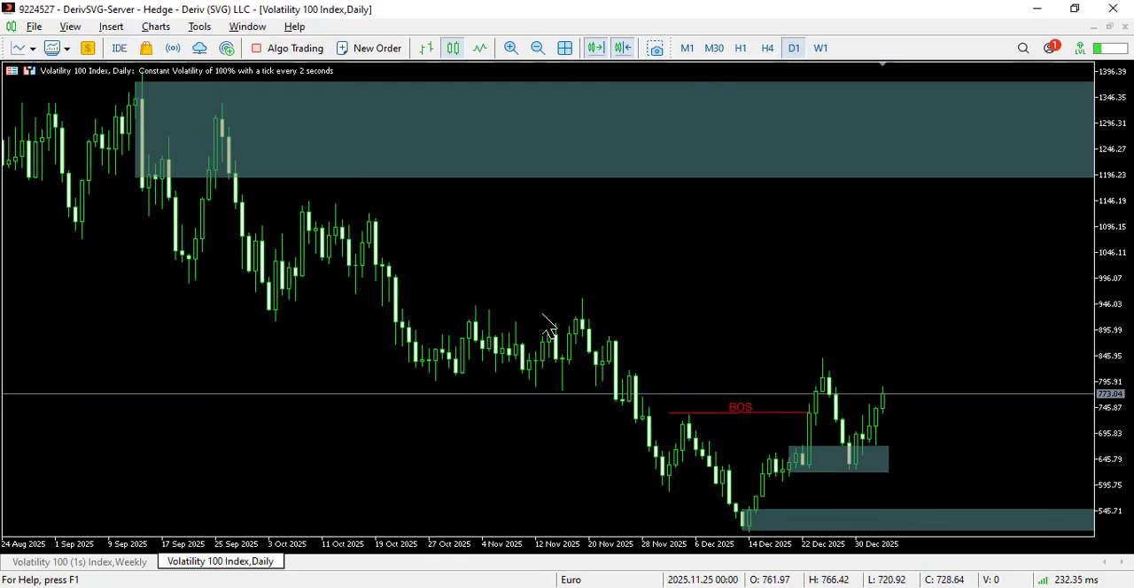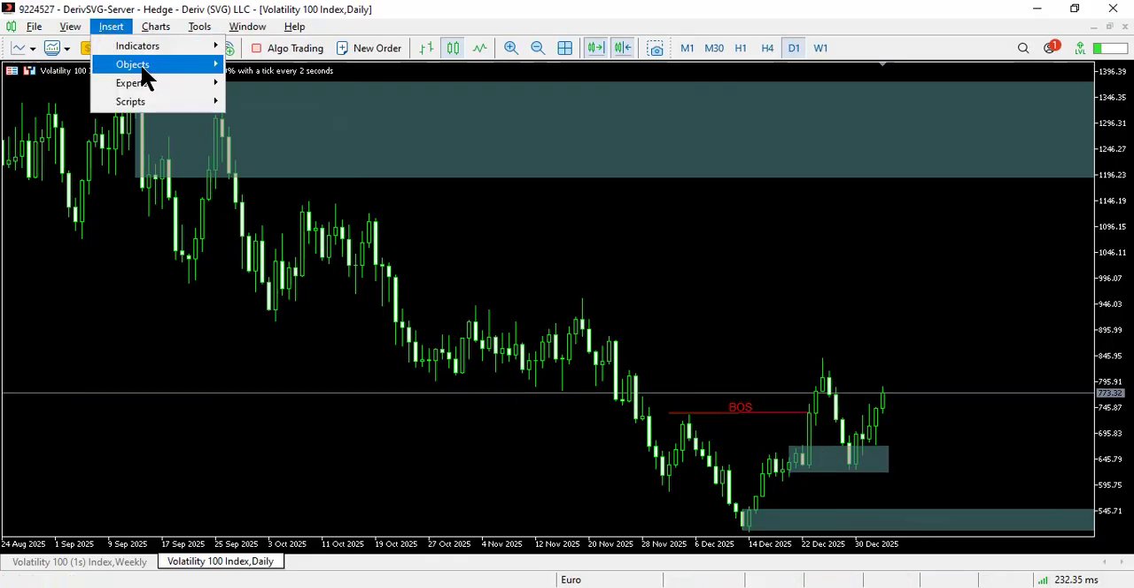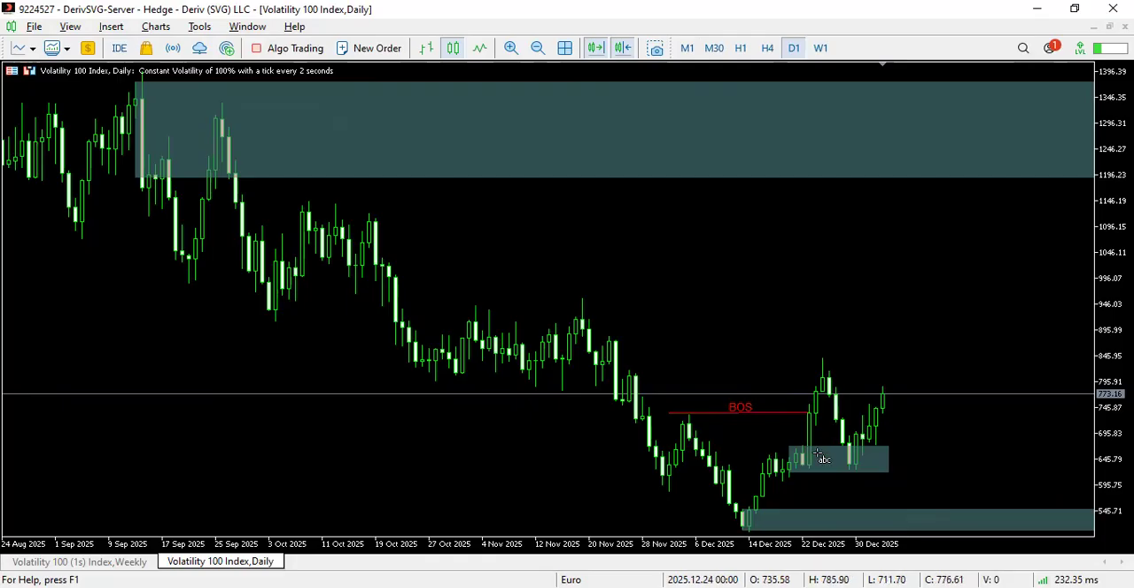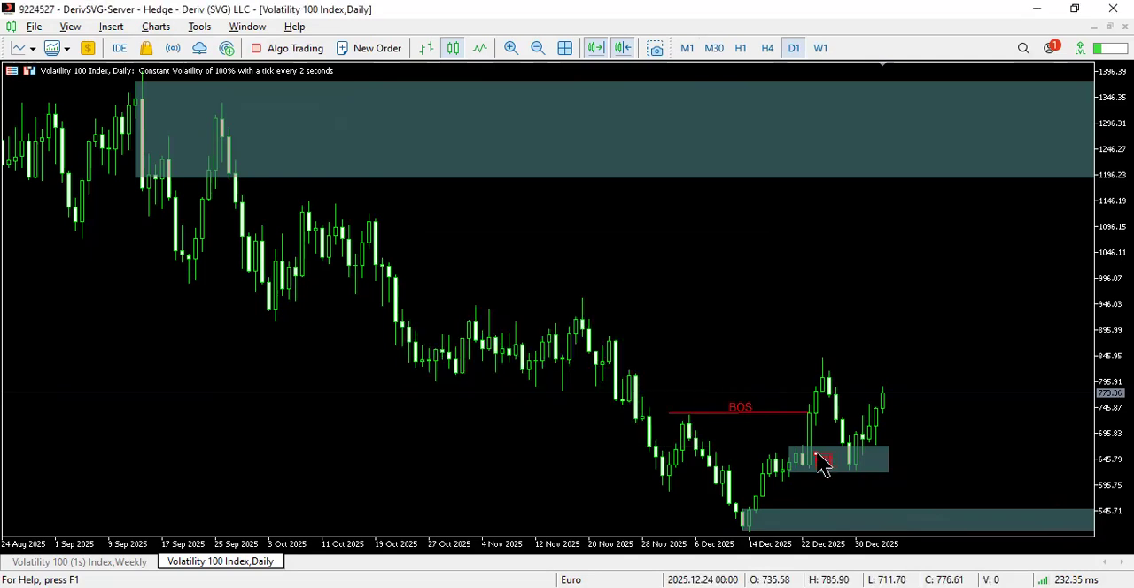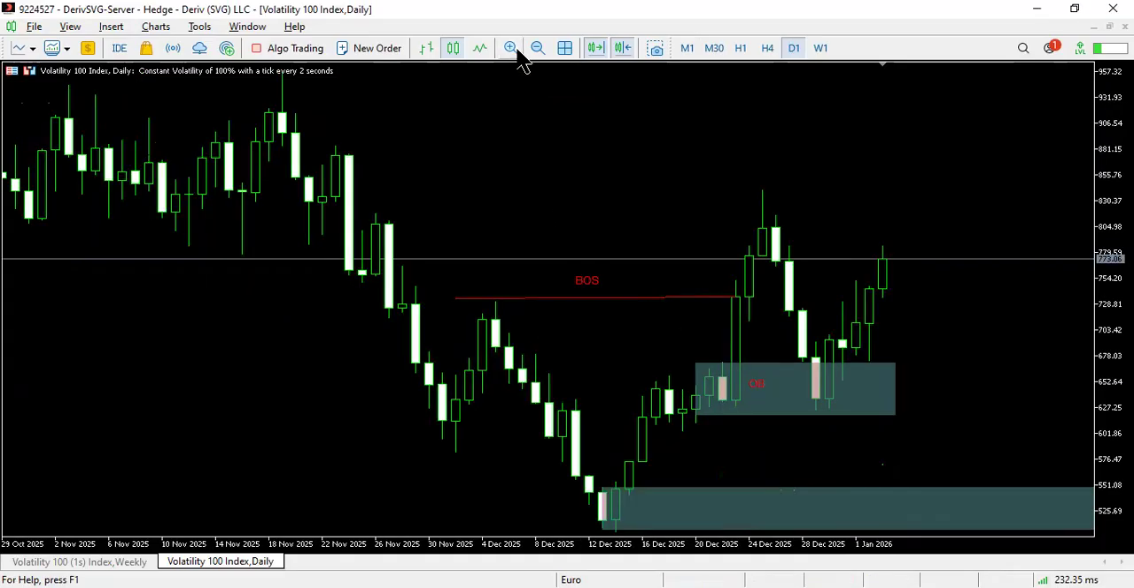Price has been pushing up from this order block. Price reacted from the daily order block, and we are pushing up. So this is pretty much it from the daily time frame.